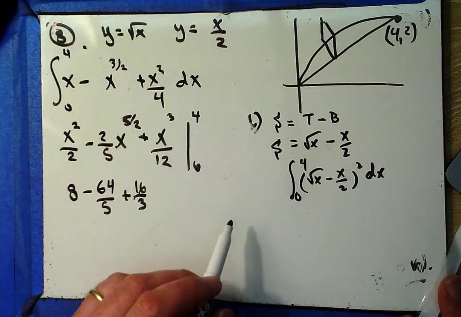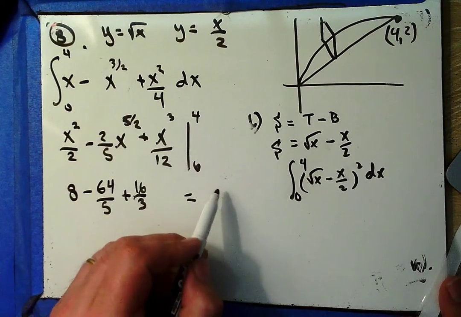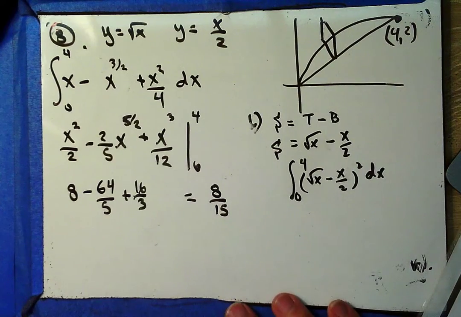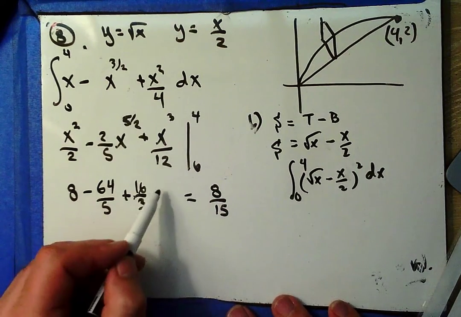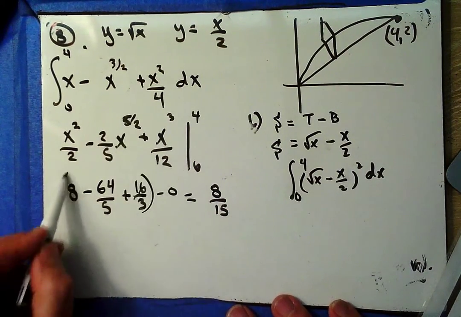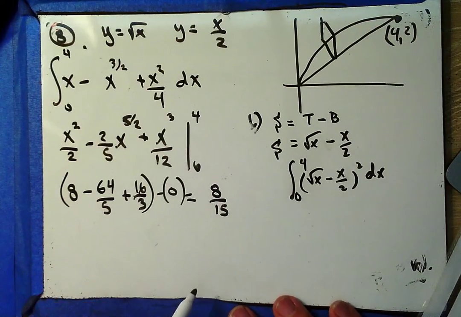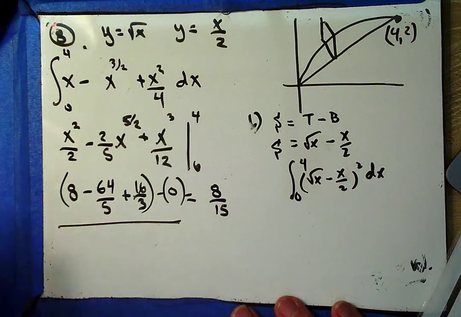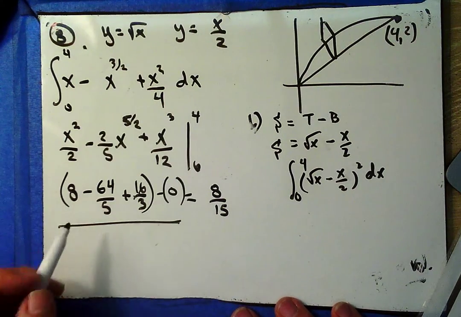I believe I did tidy this up, and I got 8 over 15 if you want to check your answer. But this would be sufficient. I guess I want to put in the minus 0 for good measure. But that should get the answer point. There's part B for number 8.